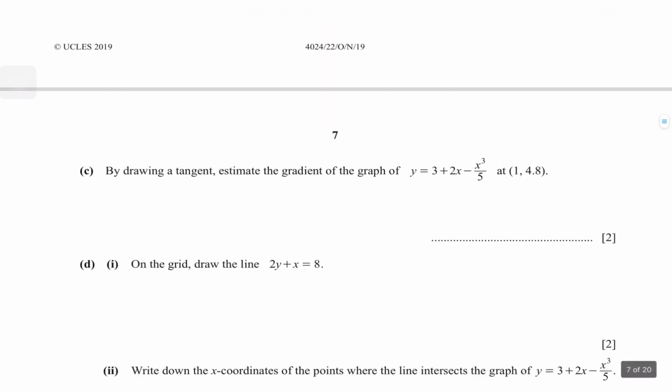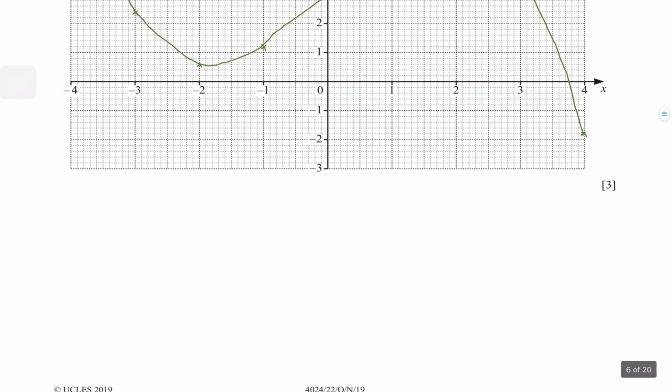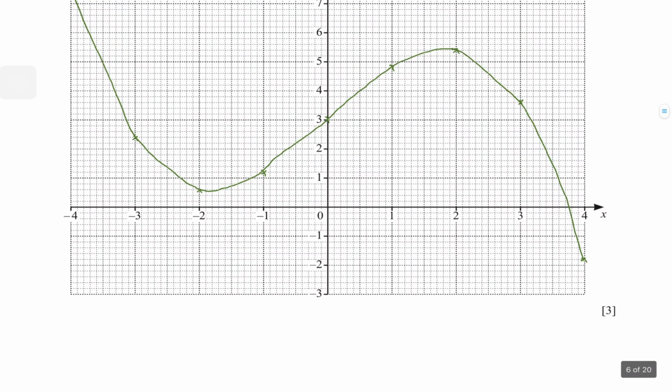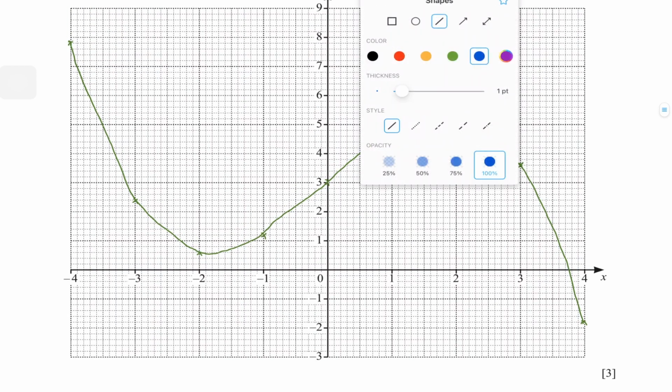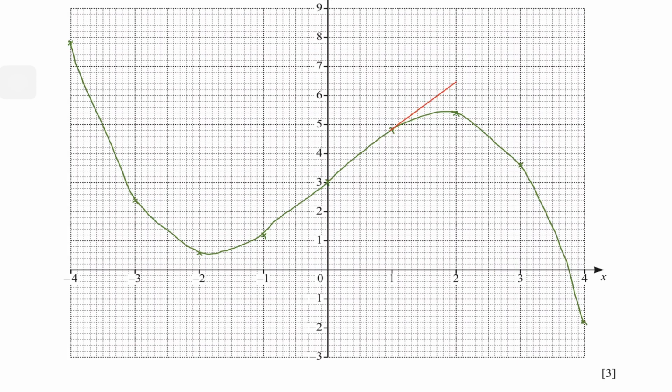By drawing a tangent, estimate the gradient of the curve of the graph y equals to the same equation at 1, 4.8. So the tangent is going to be drawn at x equals to 1. So here's x equals to 1. I'm going to draw a tangent here. So when drawing a tangent, make sure that it just touches the curve and it is equally spaced. Let me tell you what I mean by that.